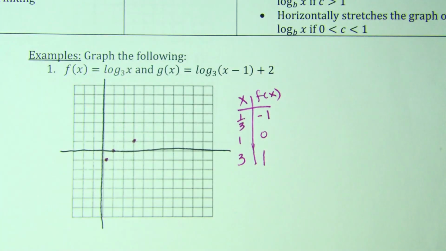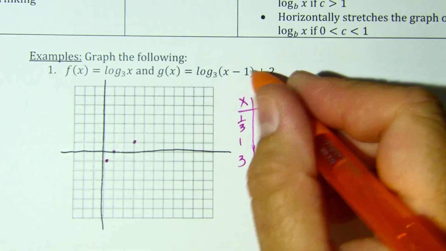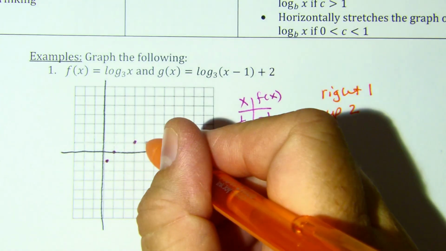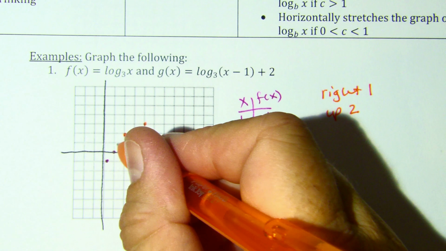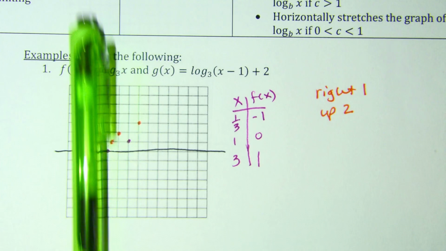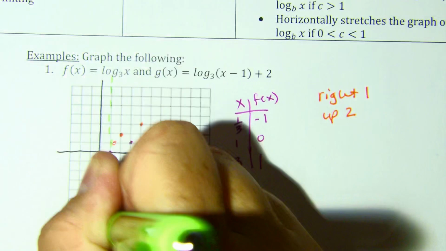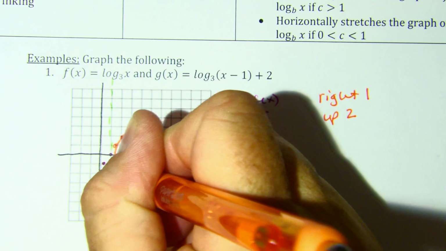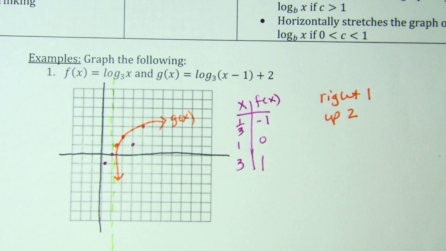And then this shift here, minus 1 on the inside moves right 1, and then plus 2 on the end moves up 2. So each point moves to the right 1 and up 2. And if you think about your asymptote, moving up and down doesn't change a vertical asymptote, but moving to the right does. So moving it to the right 1 changes my vertical asymptote. And there is g of x.